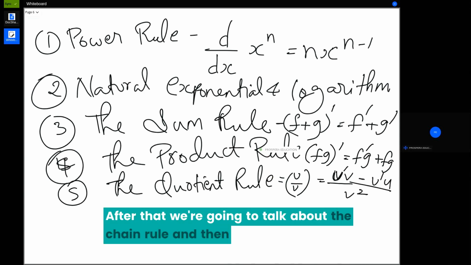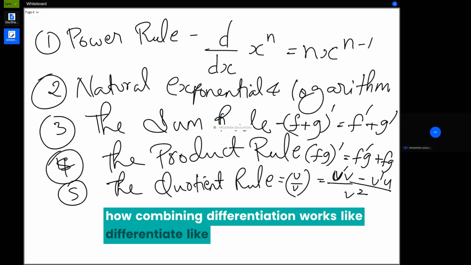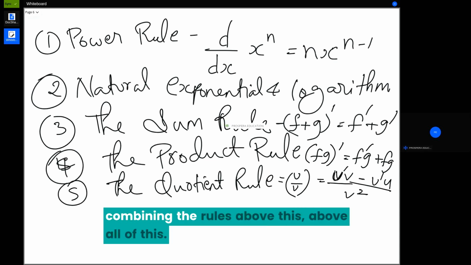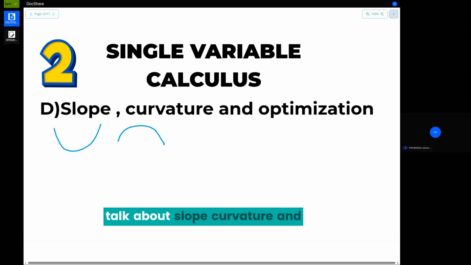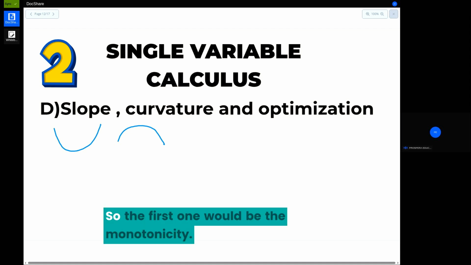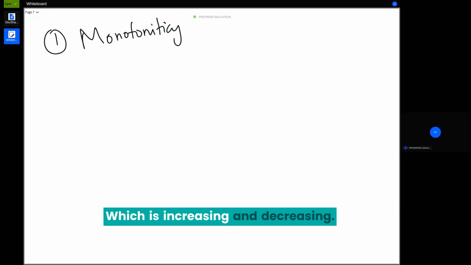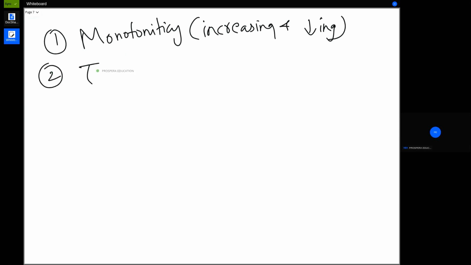After that, we're going to talk about the chain rule and then how combining differentiation works. Like how do we differentiate more complicated functions by combining the rules about all of this. So after that, we're going to talk about slope, curvature, and optimization. The first one will be the monotonicity, which is increasing and decreasing. We're going to talk about tangents and normals.